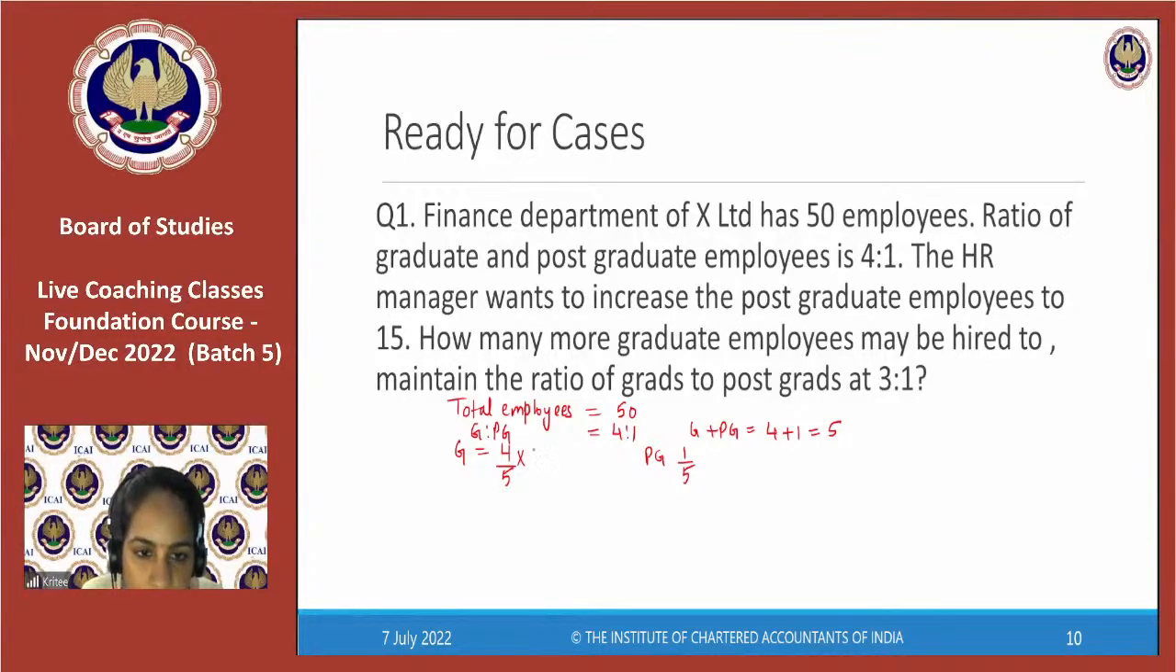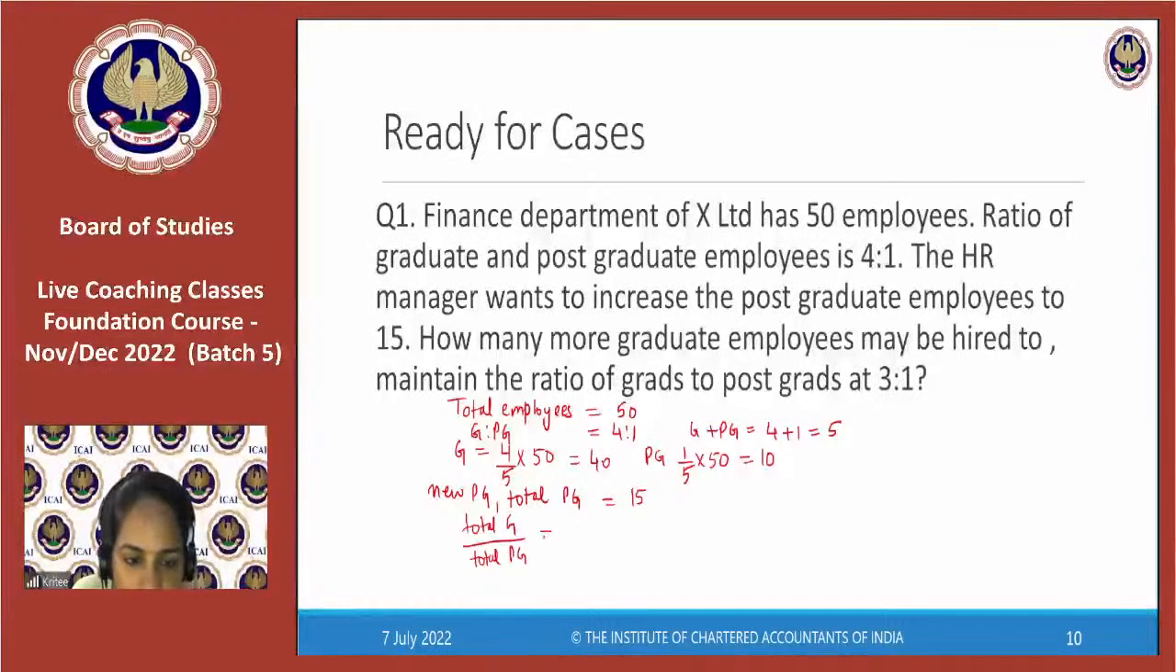4 out of 5 of the total and 1 out of 5 of the total. So the number of graduates are 40. The number of existing postgraduates are 10. Now it says that you have hired some new postgraduates. After new postgraduates, the total postgraduate employees are 15. You need to identify what should be the total graduate employees so that your new total postgraduate ratio with the graduate employees comes to 3:1.